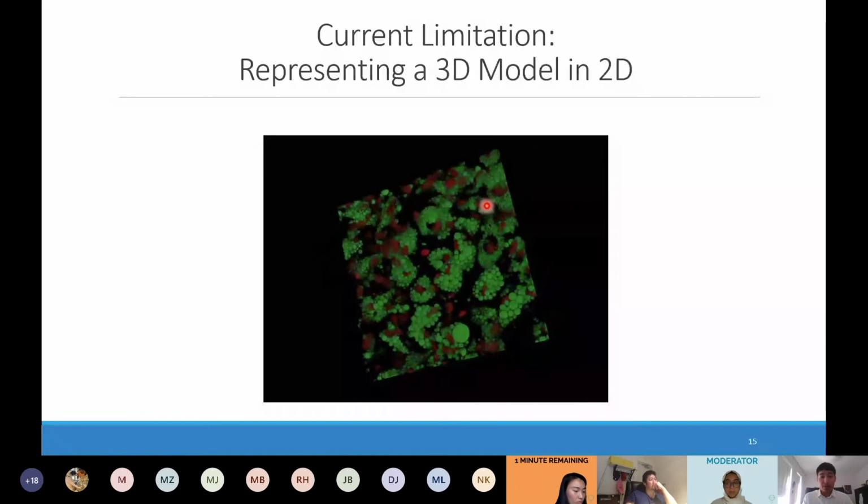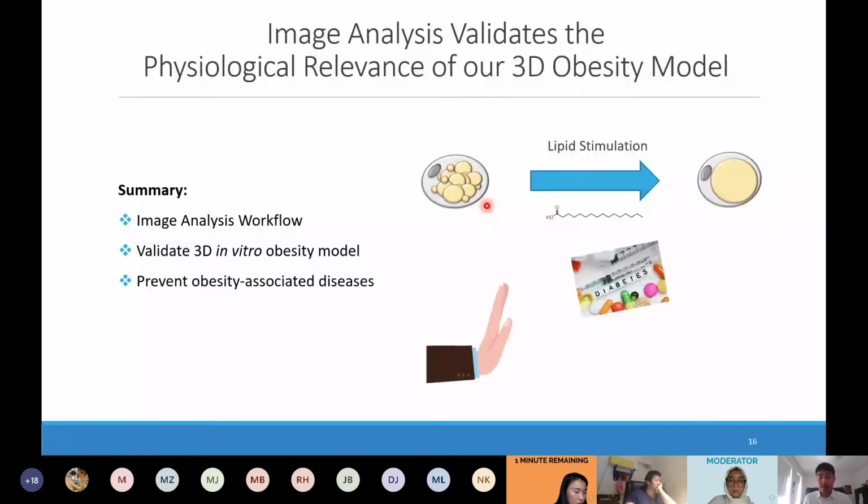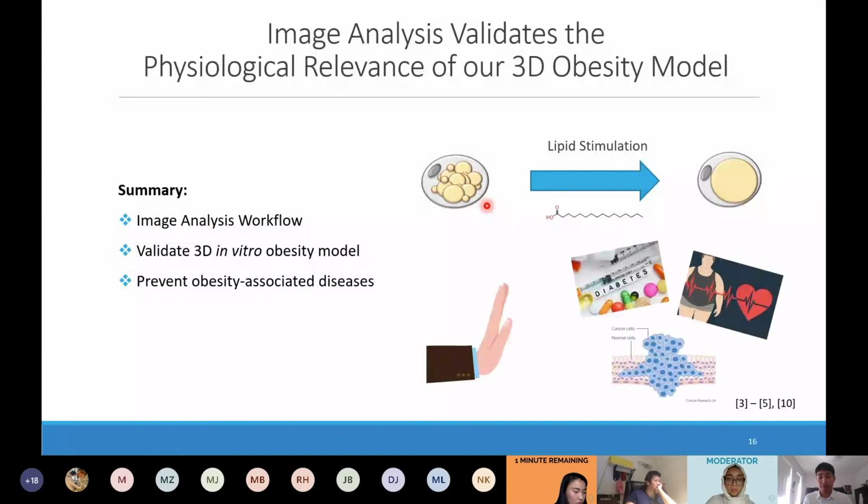And so to summarize, we have developed an image analysis workflow, and this will help us validate our 3D in vitro obesity model and make sure that we do obtain larger lipid droplets and that there are fewer of them upon lipid stimulation. And once validated, we hope that this model will serve as a foundation for investigating future therapies in obesity-associated disease.